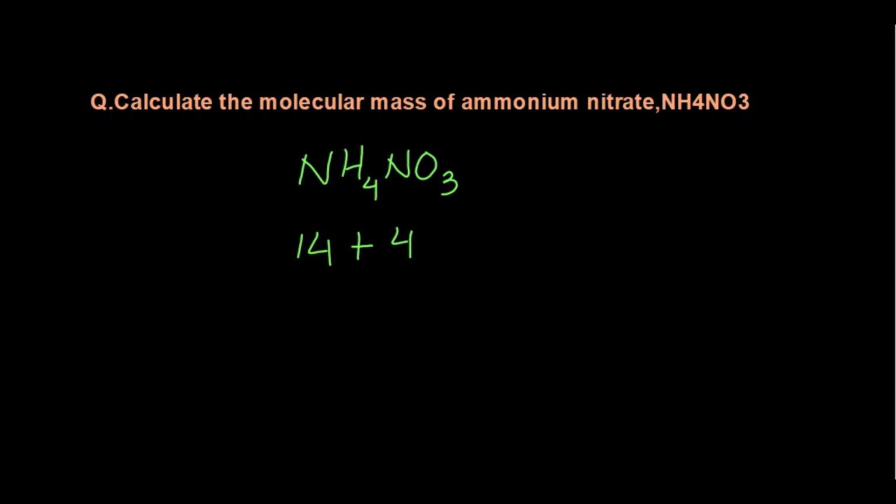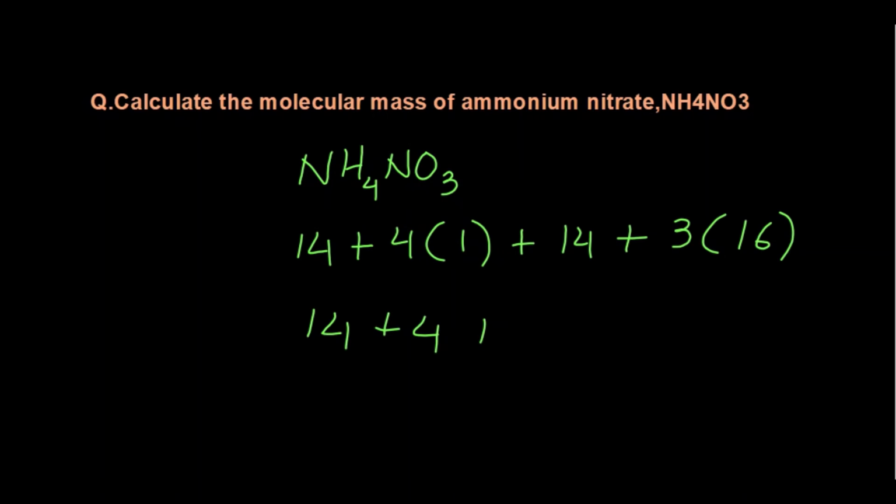How many hydrogen atoms we have here? 4. So 4 multiplied by 1, plus atomic mass of nitrogen is 14 atomic mass unit, plus atomic mass of oxygen is 16 atomic mass unit. Since we have 3 oxygen atoms, so we multiply 16 with 3. Now here we will have 14 plus 4 plus 14 plus 16 multiplied by 3 is equal to 48. Now we will add all the quantities.